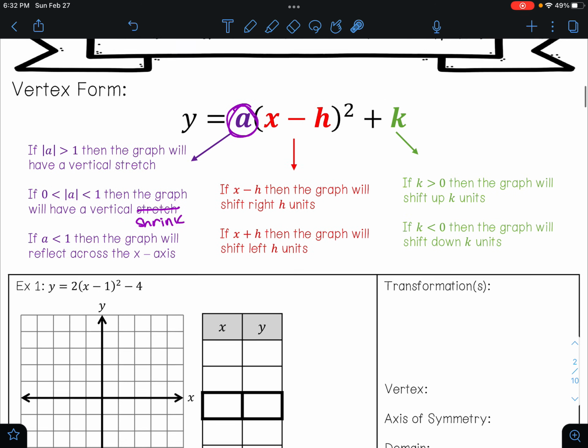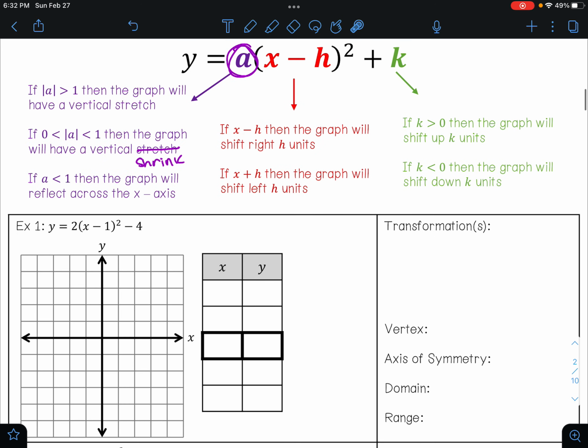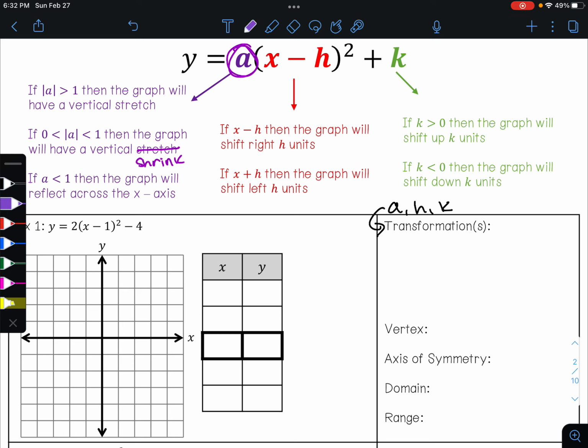So let's look at example 1. Here we want to graph this equation and find these characteristics that are over here on the right. First thing I'm going to do is identify a, h, and k. Those are your transformations. So our a value is 2. 2 is a number that is greater than 1, so my graph is going to have a vertical stretch.